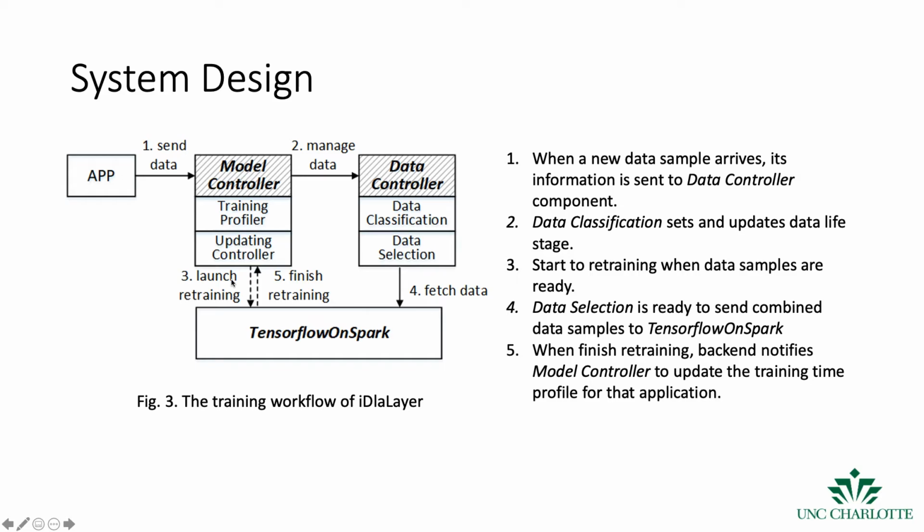Once the updating decision is made in step 3, iDlaLayer will inform the backend system to do model updating. Meanwhile, in step 4, data selection is ready to send the combined data samples to the backend at the same time. So after the backend framework finishes training the model with new data samples, the updated model can finally be shipped to the model server system for further inference requests.